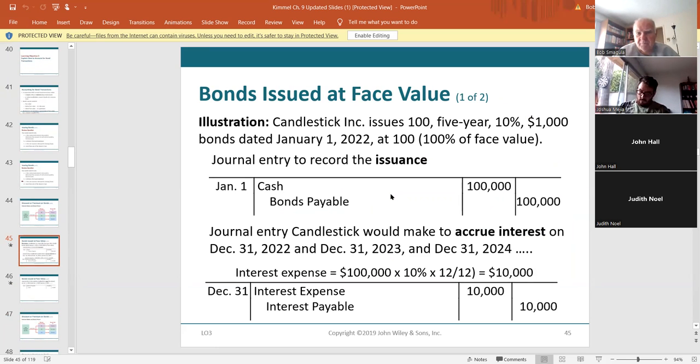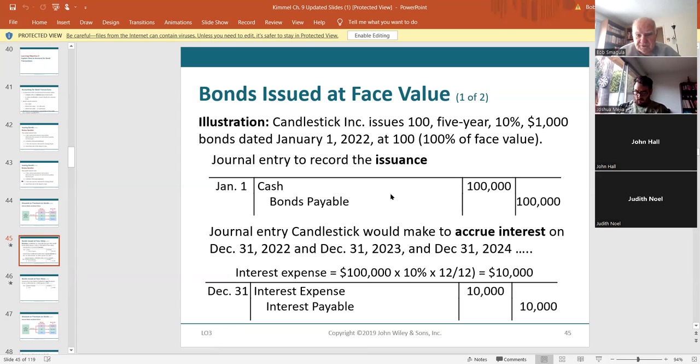Candlestick issued 5-year bonds. It says 1,000 on top. Oh, I see what they did: 100 times 1,000. Okay. They issued $100,000 worth of bonds. What's the basic journal entry to get going? We debit cash, we credit bonds payable. In this example, the interest rates in the marketplace and what we were paying are identical, so there's no premium or discount to worry about.